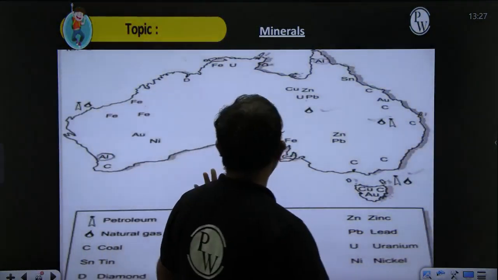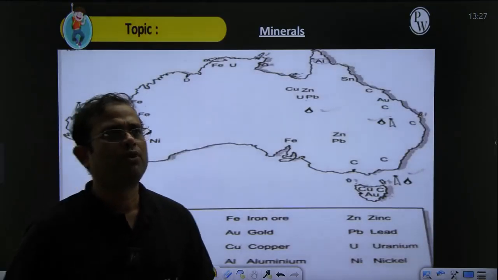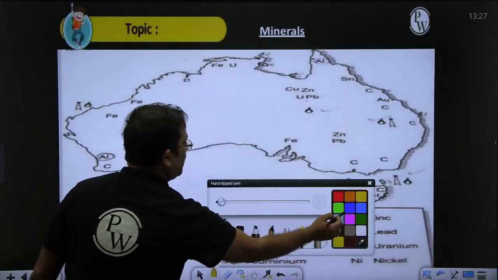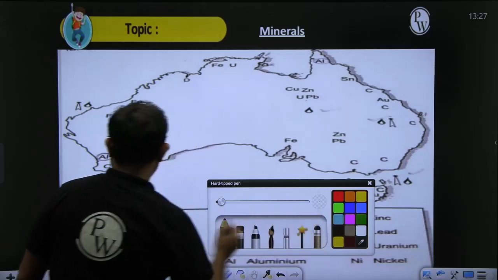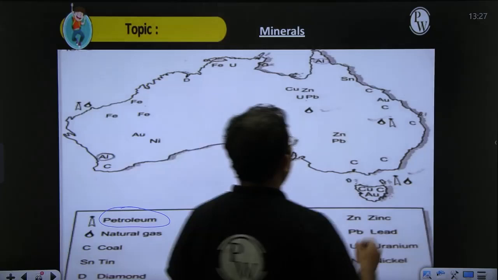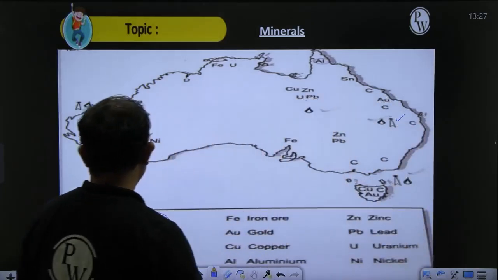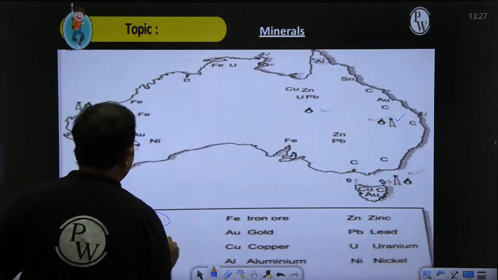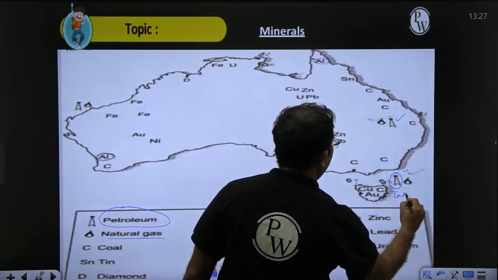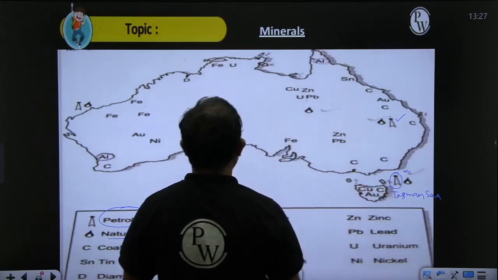Like in India, in Australia we have a variety of sources of minerals. In Australia you will also find petroleum. See this one, this is petroleum in Australia. See the symbol, this is petroleum. Here in the Tasman Sea area you will also find petroleum.